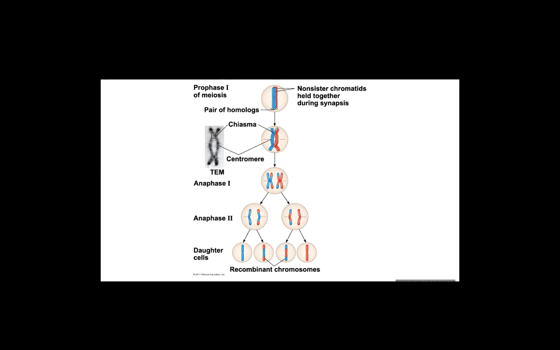Now one more time, the crossing over occurs always between non-sister chromatids. And then there's a chromosome portion exchange. And then if you look at the daughter cells, each daughter cell has a different DNA configuration. So crossing over contributes to genetic variation by combining DNA from two parents into a single chromosome.